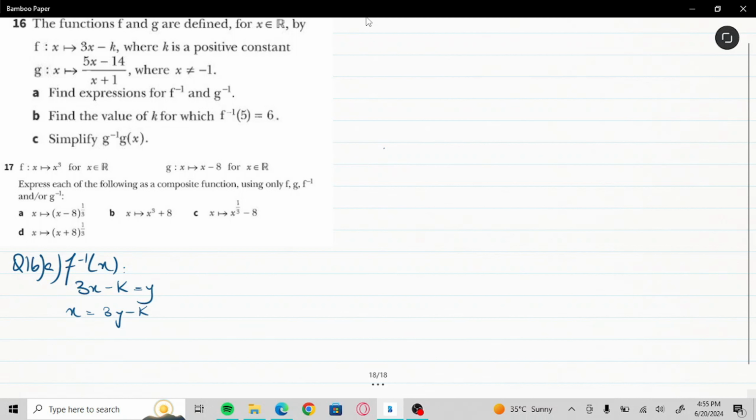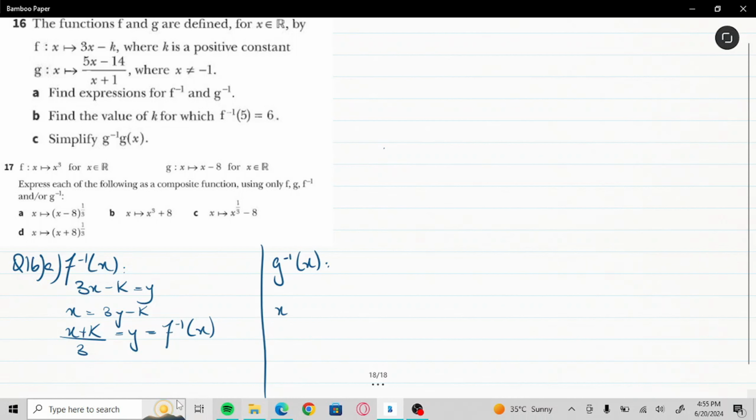Okay, and just simplify this, make y the subject: x plus k divided by 3 is equal to y, which in return is equal to the inverse of the function f. That is our inverse of function f. So the inverse of the function g, what is it?